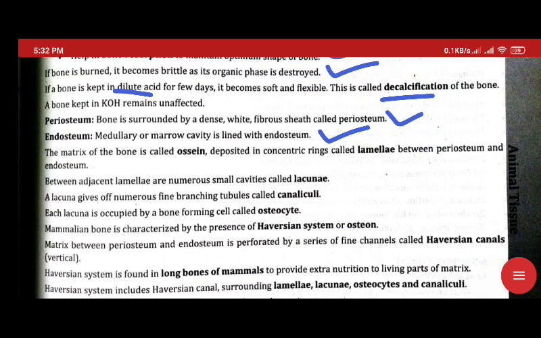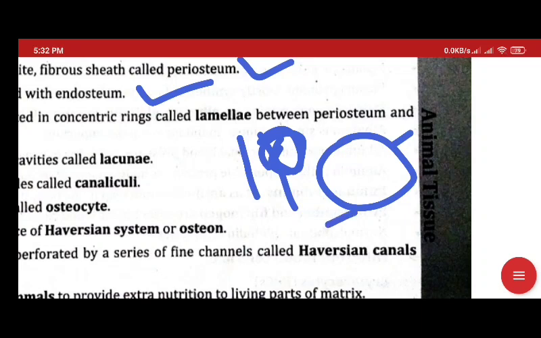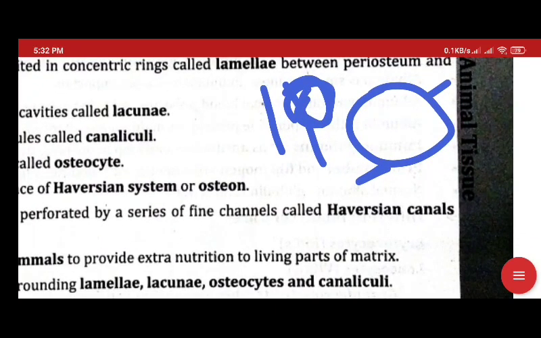Bone with its matrix is called osseine. Now if this is the bone, here is the cover part. If this is the cover part, then this is the periosteum, the outer cover. And this is the inner cover, which is called the endosteum.